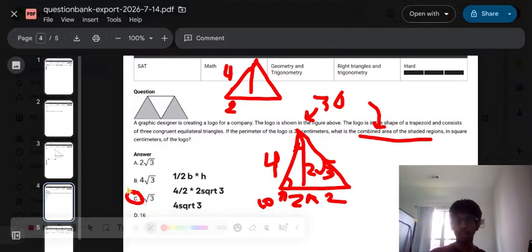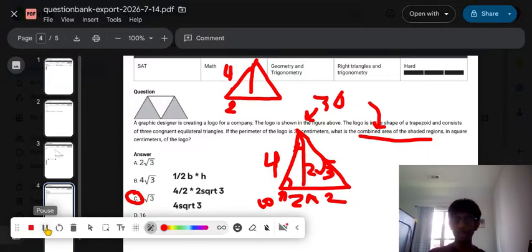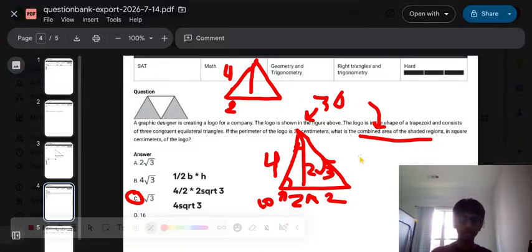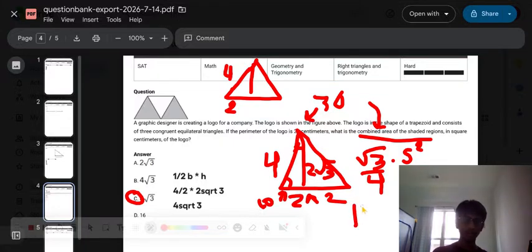Anyways, the other way that you can try and solve this problem is by knowing the area of your equilateral triangle formula. Okay, and that formula is square root 3 over 4 times, I'm just putting a dot to represent multiplication, your side length squared. Okay, so your side length is 4, so 4 times 4 is 16. 16 divided by 4 is 4, so 4 square root 3.